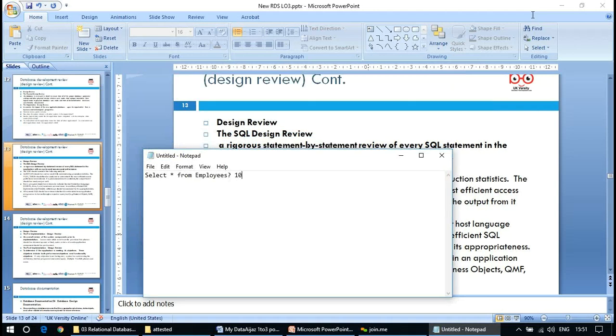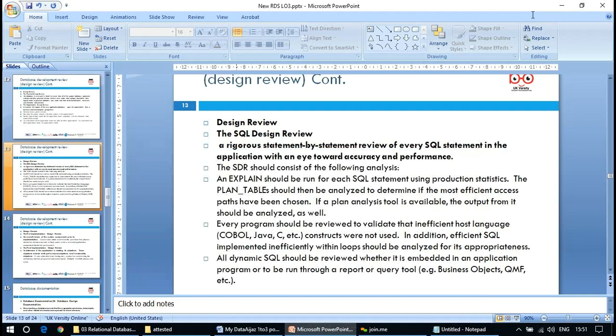Let's say there are 10,000 records in employees, and in each employee there are, let's say, 20 fields. Then how many fields would you be getting if you say select asterisk from employees, where asterisk means all? Probably you would be getting 10,000 multiplied by 20. But if you say select salary from employees, then you will not be getting the 20 columns. You would be getting only one column.